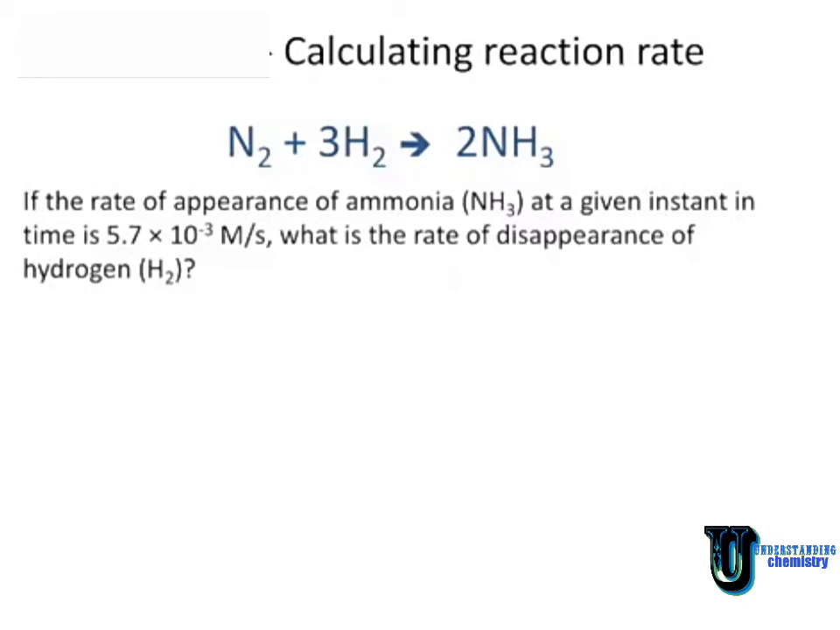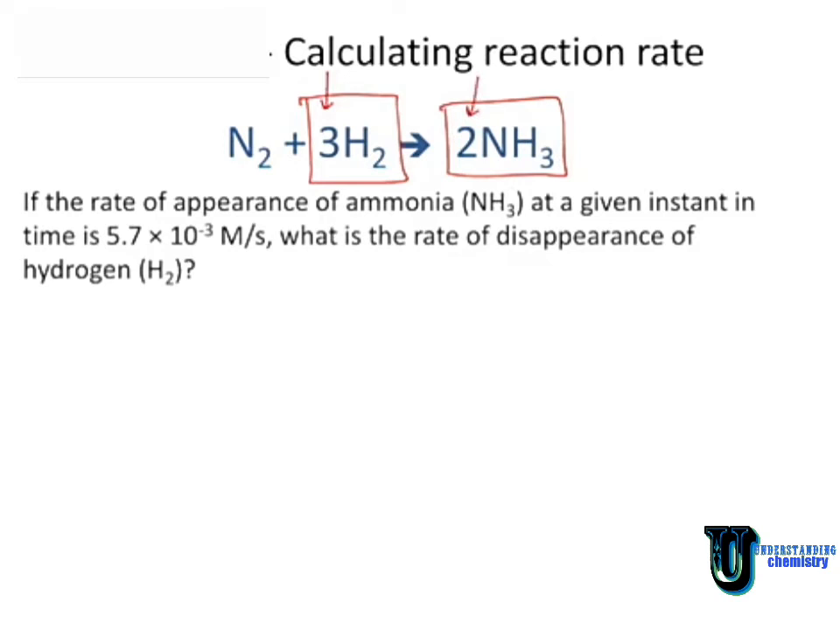So let's look at this problem here. This says if the rate of appearance of ammonia, which is NH3, at a given instant in time is 5.7 times 10 to the negative third molar per second, what is the rate of the disappearance of hydrogen? So let's just look at this qualitatively here for a second, and then I'll show you the math involved. So we're looking at the rate of appearance of ammonia and the rate of the disappearance of hydrogen. What you can see just from this is that we're going to need 3 H2 molecules for every 2 molecules of NH3 that we're going to make.